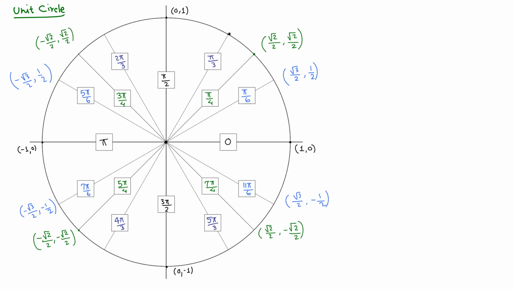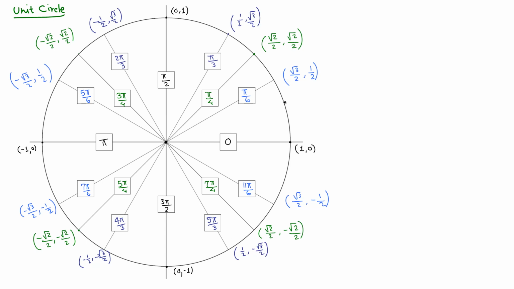And this one is like pi over 6, but opposite, just flipped, so 1/2 comma root 3 over 2. Here x is negative 1/2, y is root 3 over 2. Both negative, so negative 1/2 comma negative root 3 over 2. Here x is positive 1/2 and y is negative root 3 over 2.